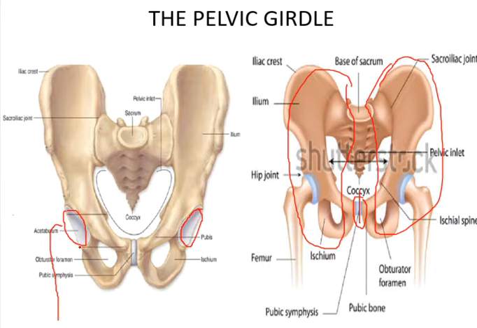You can see the head of the femur. These are the femur here, to form a ball and socket joint which allows movement in all directions. Just like at the shoulder, we have the scapula with the glenoid cavity which articulates with the head of the humerus to form a ball and socket joint.